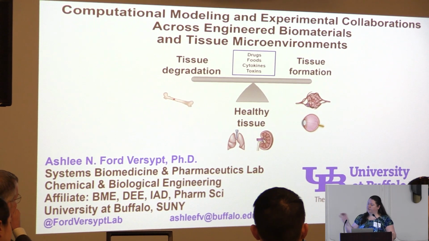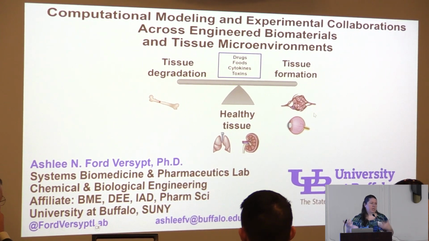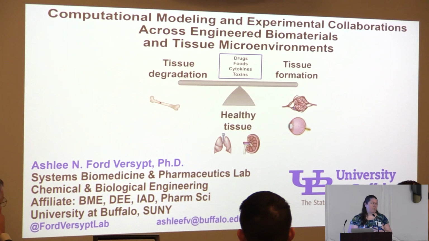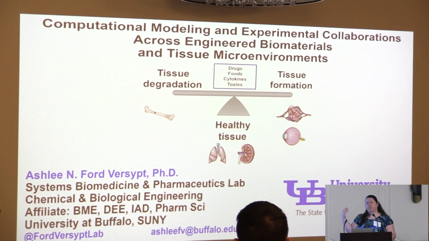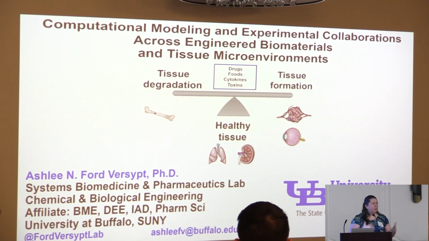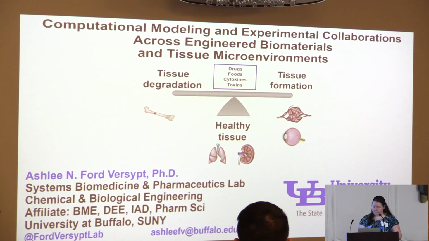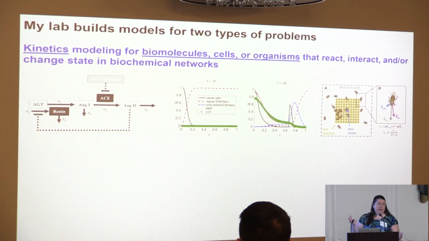So the problems that we choose to work on often involve the balance between tissue formation and tissue degradation. So we do a lot with collagen remodeling in different organ contexts. So things like fibrosis, metastatic remodeling of tumor microenvironments, and bone degradation are key things that we look at, as well as kidney and lung fibrosis. So two types of problems that we typically work on either involve kinetics or transport.